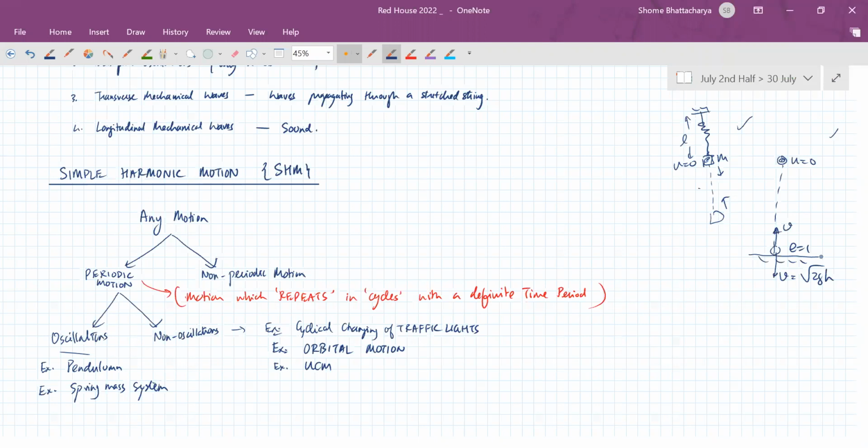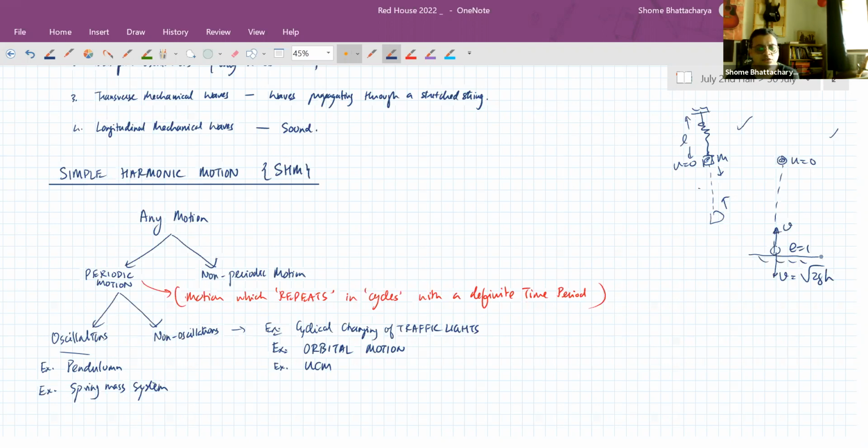And the spring-mass system obviously has a stable equilibrium position. But none of the others has any such point during the motion. The changing of traffic lights is a very abstract example, but orbital motion, uniform circular motion, and the ball bouncing on the ground continuously don't have any mean position. They don't have restorative force. They don't have a stable equilibrium position.